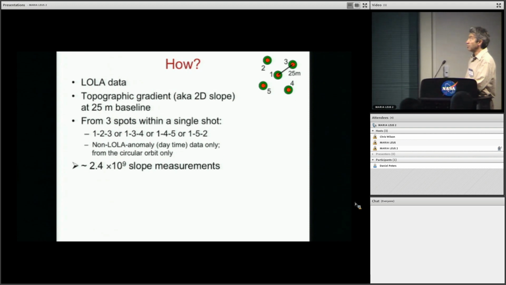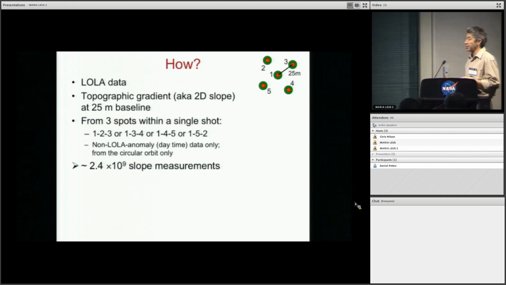How do we do this? We use LOLA data, laser altimeter data. They give us advantage of uniform coverage over the whole planet. Image data are not good for this because they depend on sun elevation. It is interesting for us to use the shortest possible baselines. This gives us more and more interesting steep slopes.